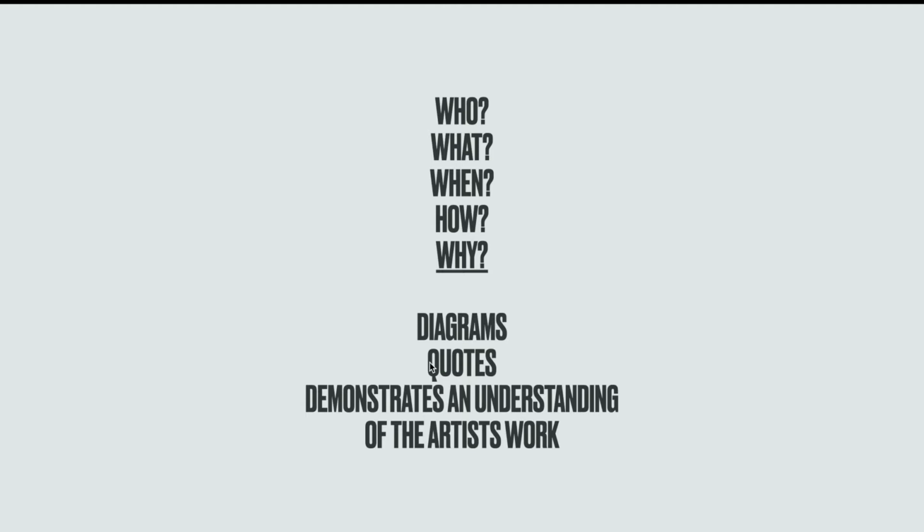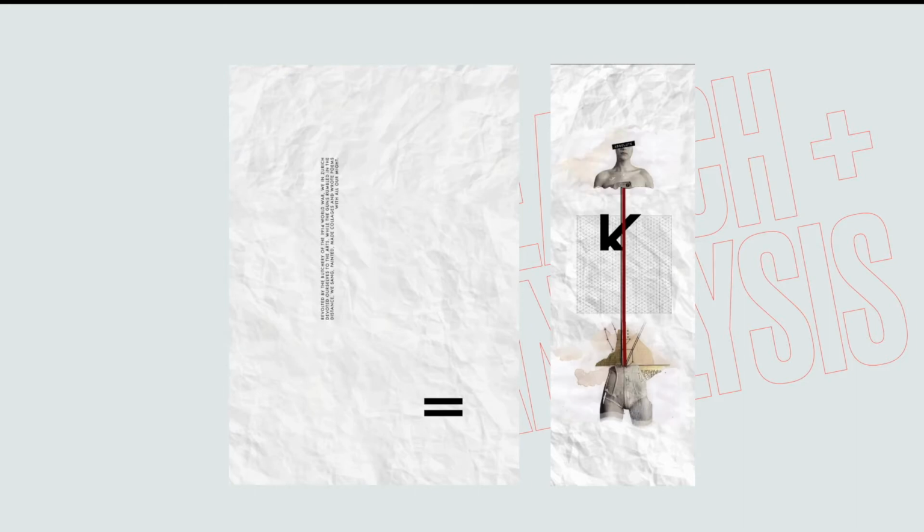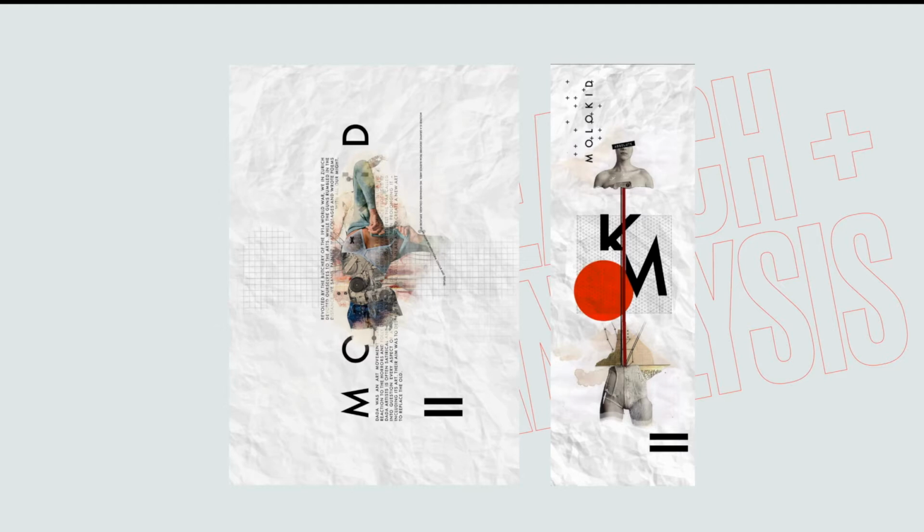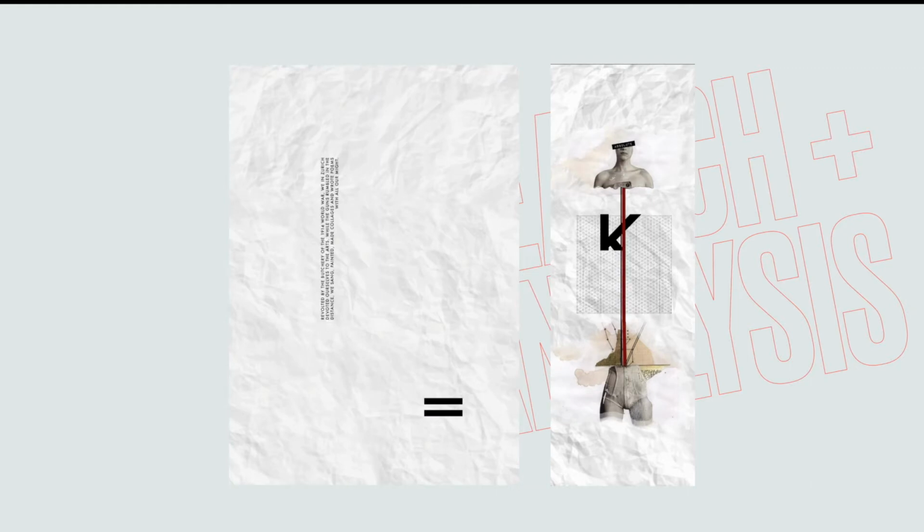So again, let's focus on who, what, when, how and why. The way that we do this in photography is through the use of diagrams, keywords and quotes. So let's have a look at some examples of a range of critical links. Some you'll see are very similar, whereas some students have really opted to go a different avenue when it comes to analysing the work of artists and designers.